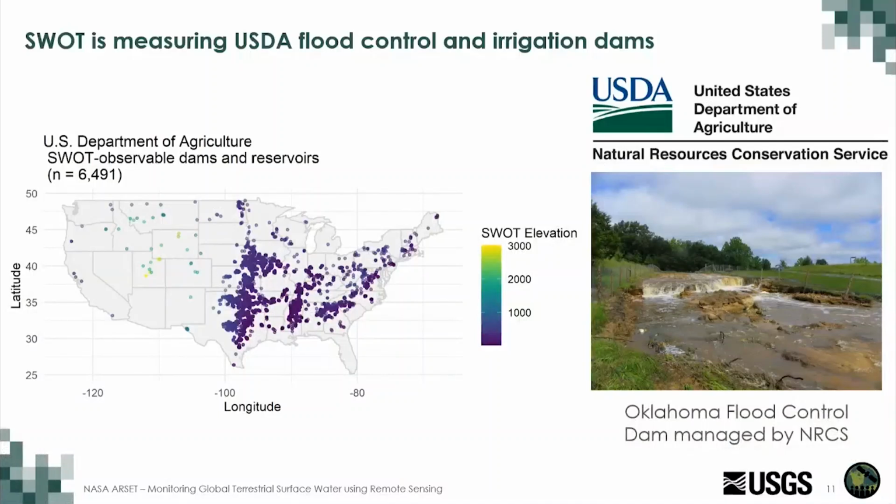Another example of how we're using SWOT data with different partners is through a collaboration with the U.S. Department of Agriculture. The USDA provides technical assistance for thousands of dams and reservoirs throughout the United States. Many of these sites are flood control dams, and predicting when a dam is going to have a spillway flow, which could cause downstream damages, is very important, but it's difficult because many of these dams and reservoirs don't have any sort of in situ monitoring on them. SWOT, however, is observing changes in elevation over time, and these changes in elevation can help improve models of when spillway flows are going to occur.